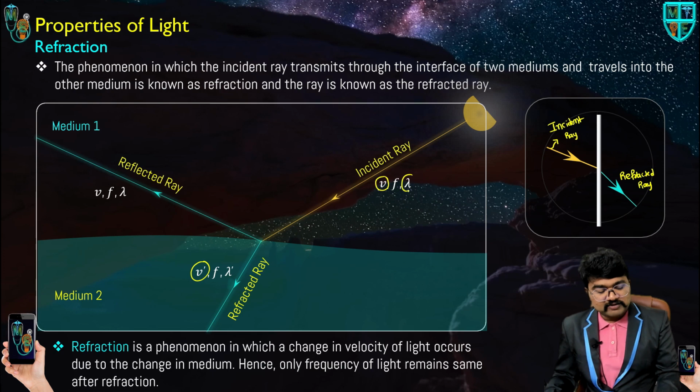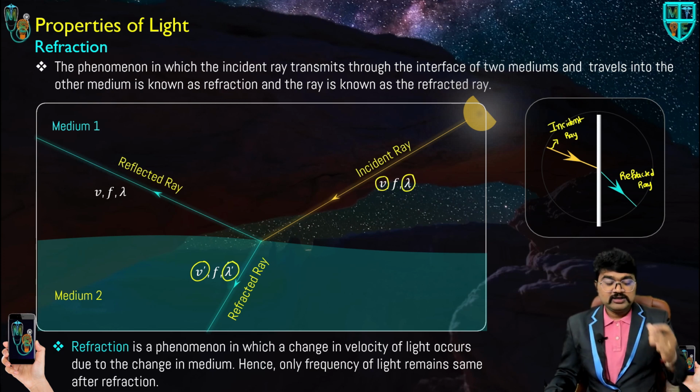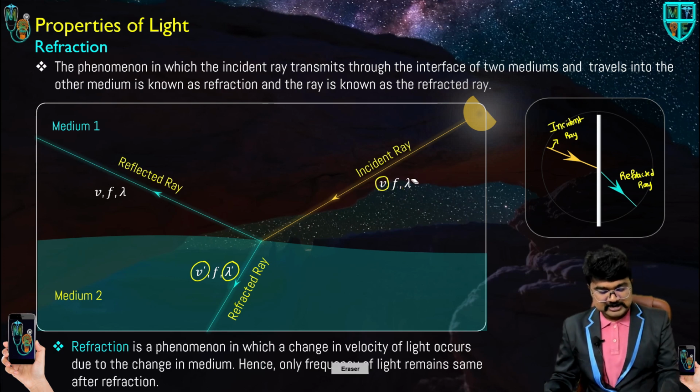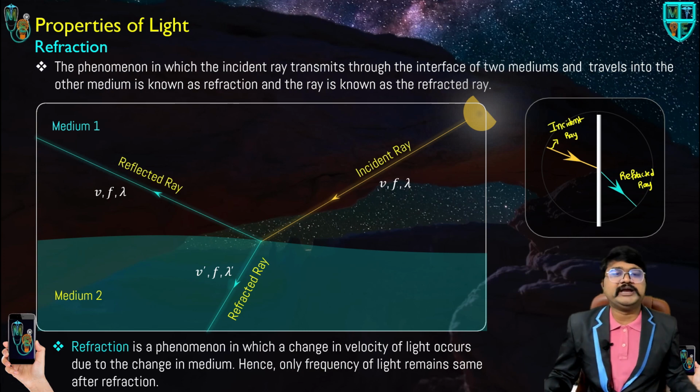Velocity of the refracted ray is not the same as the velocity of the incident ray. Wavelength of the refracted ray is not the same as the wavelength of the incident ray. This is all about some fundamentals related to refraction. Understood now? Main thing is medium. Understood?